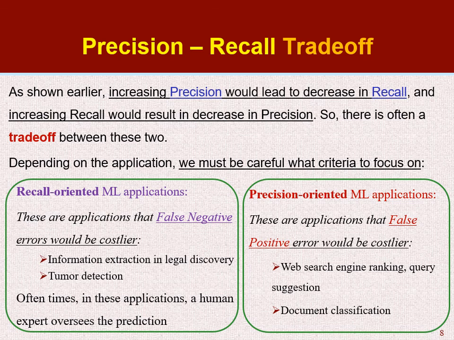So when we want to use any of these metrics, you have to figure out, okay, is false negative costlier here, or is false positive costlier here? And depending on those scenarios, you have to see whether you should focus on increasing recall or increasing precision.